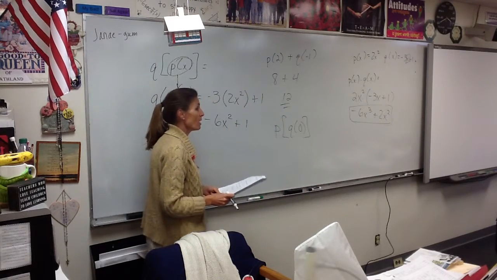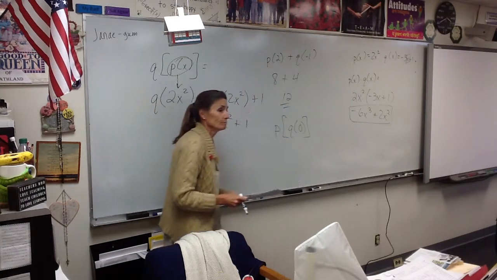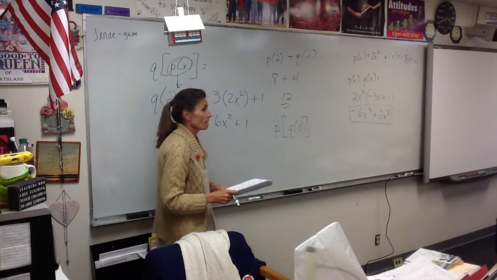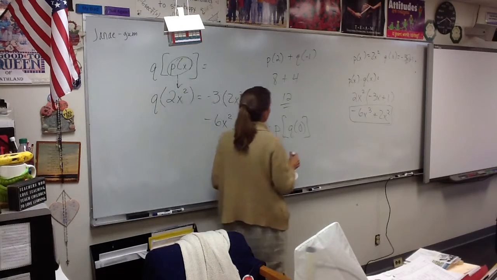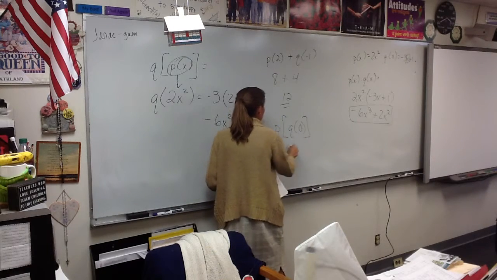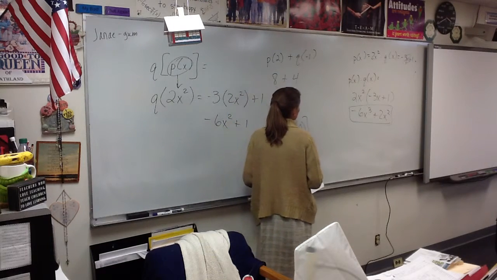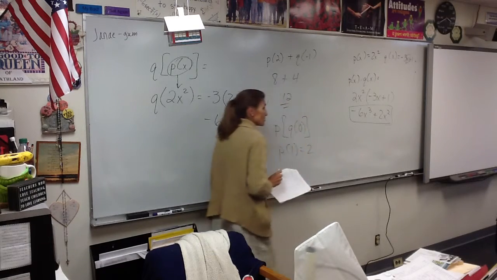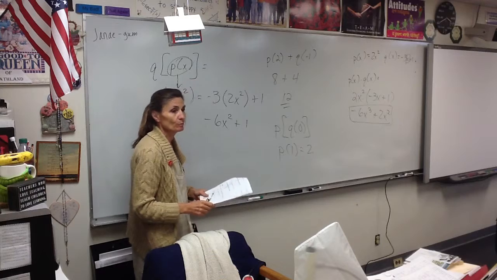P of Q of 0. Where do I start? Q of 0. If I put in a 0 for x, what do I get? 1. P of 1 is 2. The answer to the question is 2.